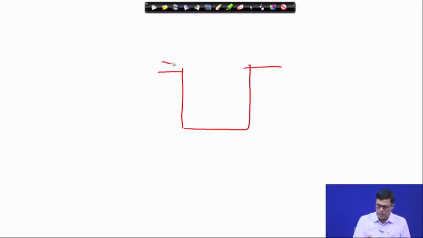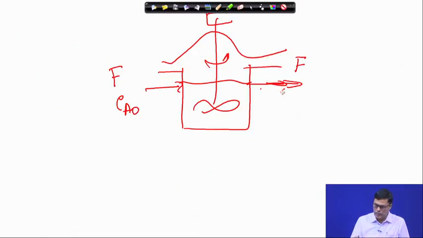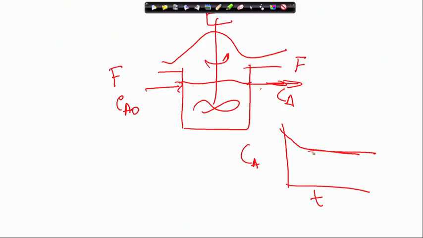Suppose this is a CSTR, am I right? So you operate at a particular flow rate and particular substrate concentration. When you run this process, you take out the materials from time to time. The same flow rate you maintain here. So this is CA. Initially, when you operate it, you find the CA value might be changing like this. And a time will come when it is constant. When it is constant, we call it steady state, because when the substrate concentration remains unaltered, we call it steady state. Okay.